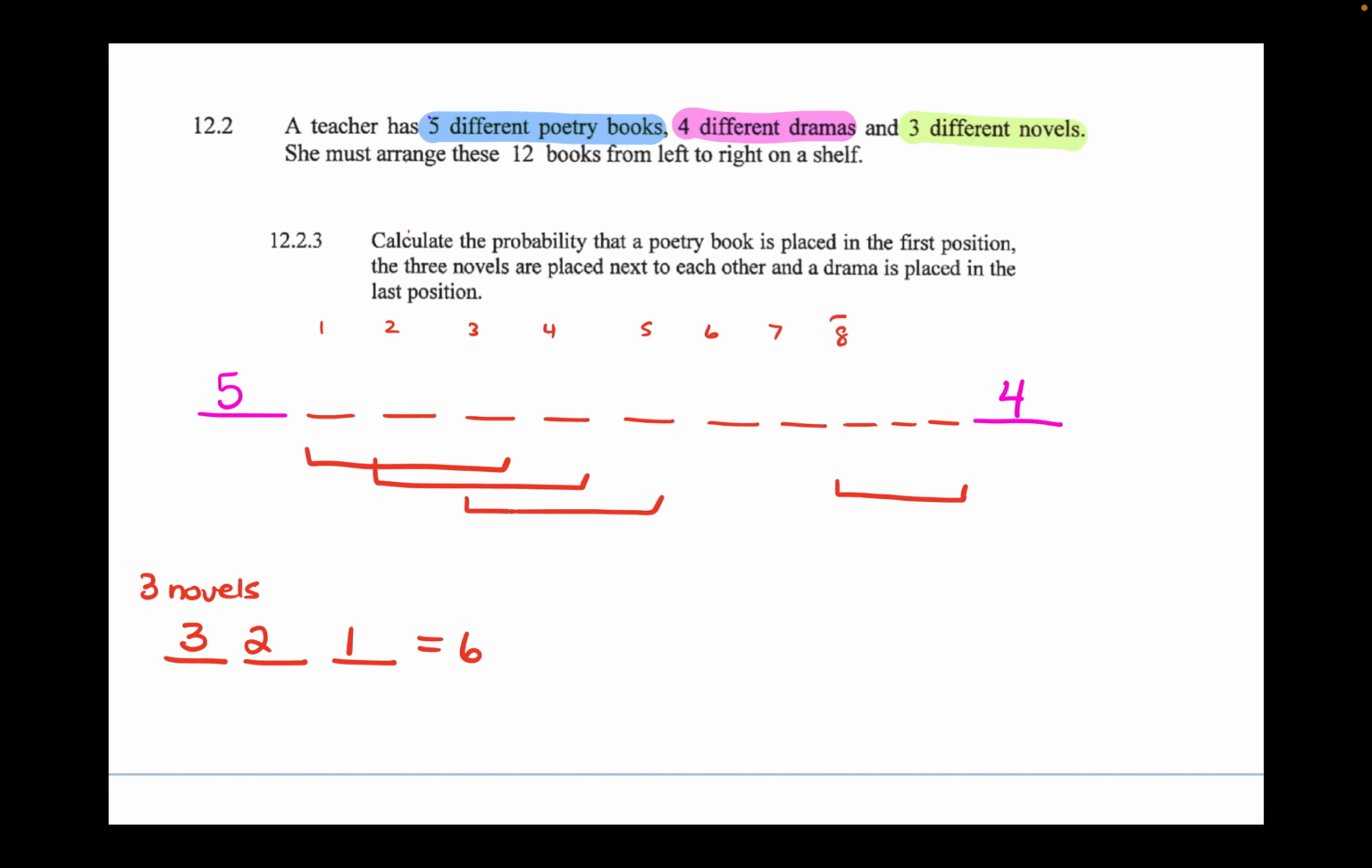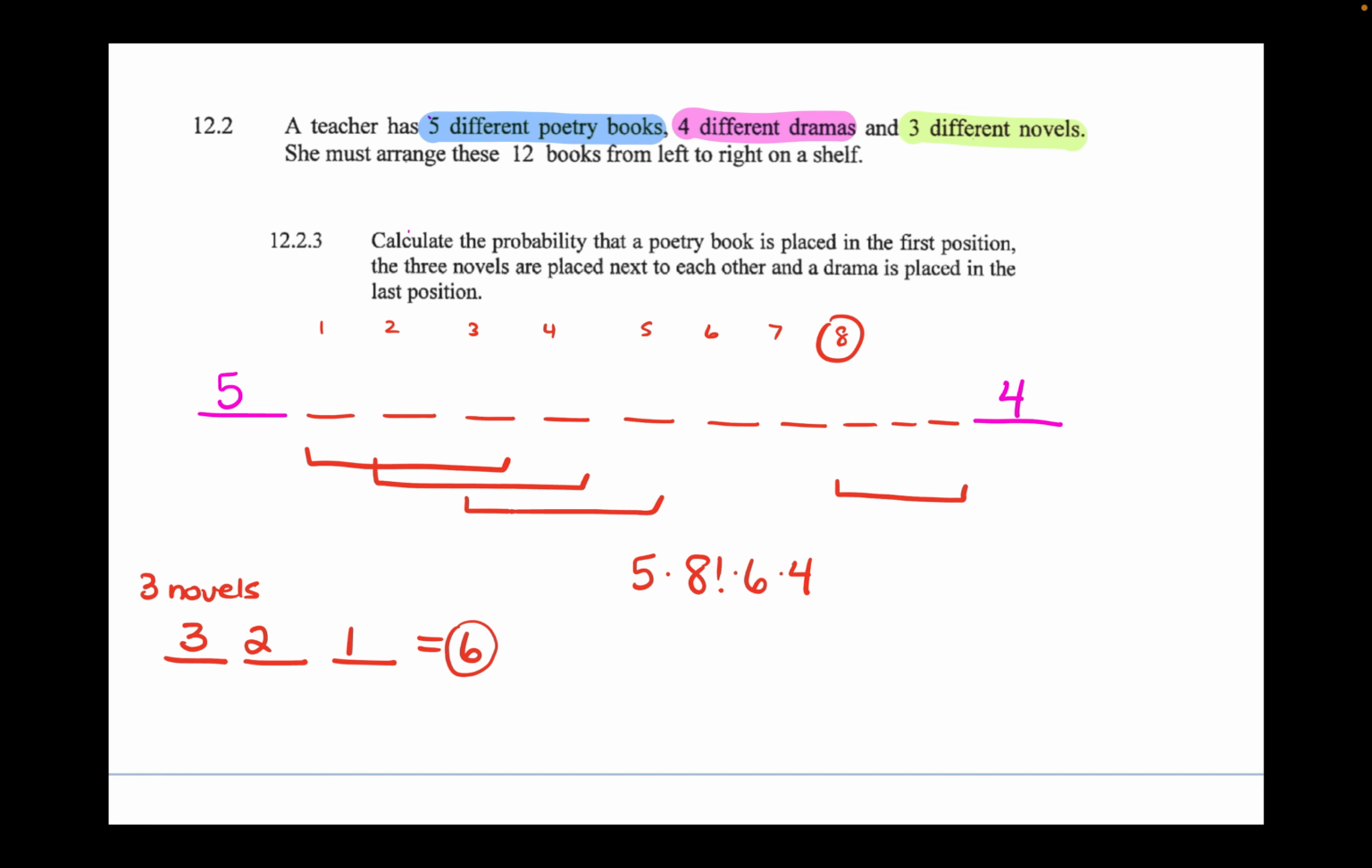And so that comes from this number 8, but then we also have to multiply it by all the ways that those novels could be arranged within their 3. So the final answer to this, the number of ways that we could arrange these, would be 5 times 8 factorial times 3 factorial, times 4. That's the number of ways.